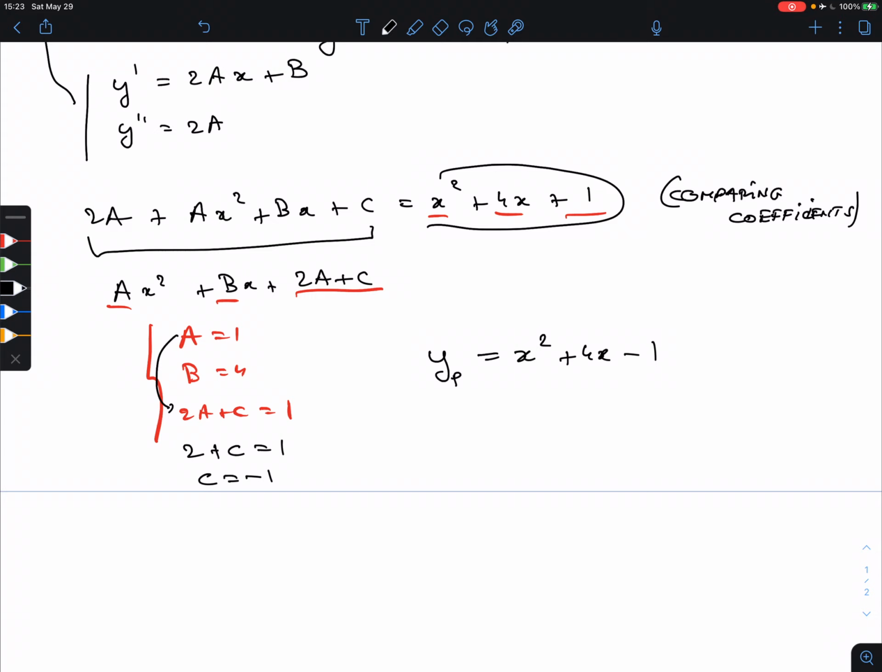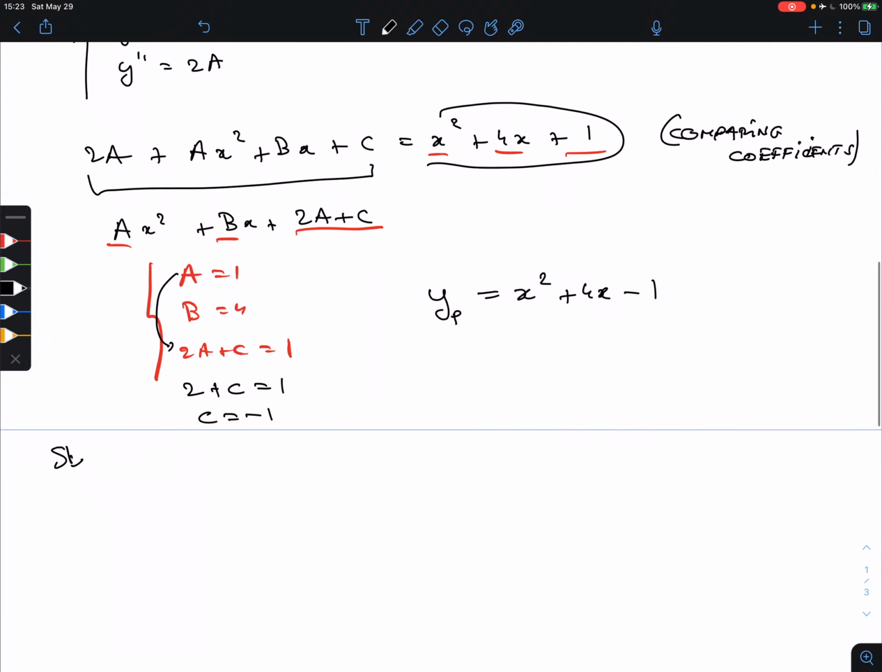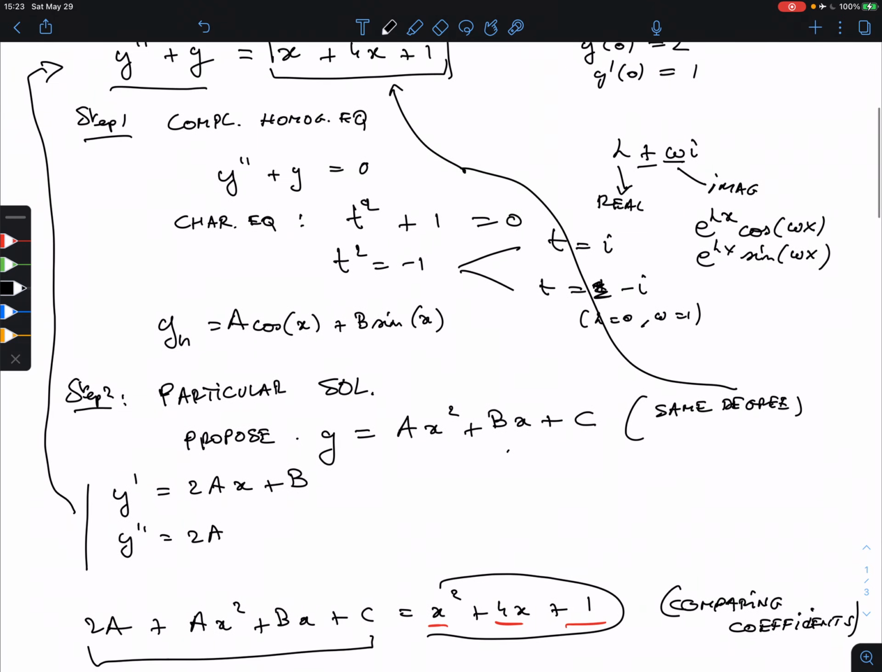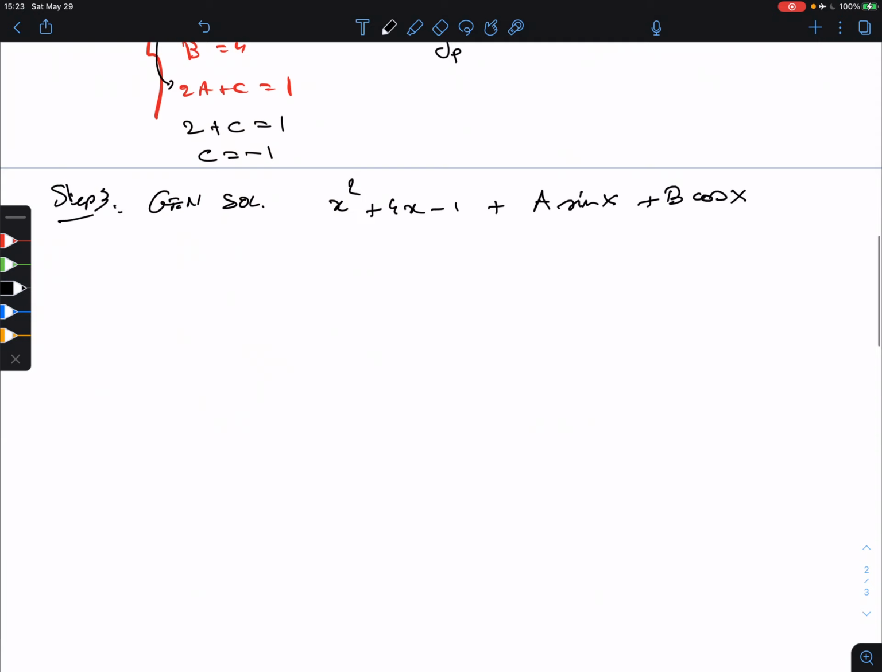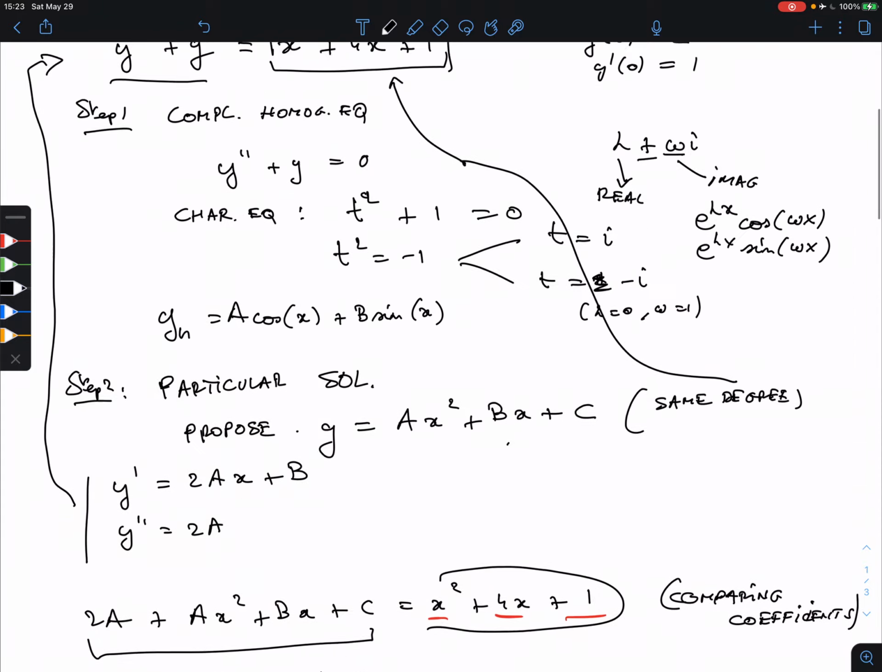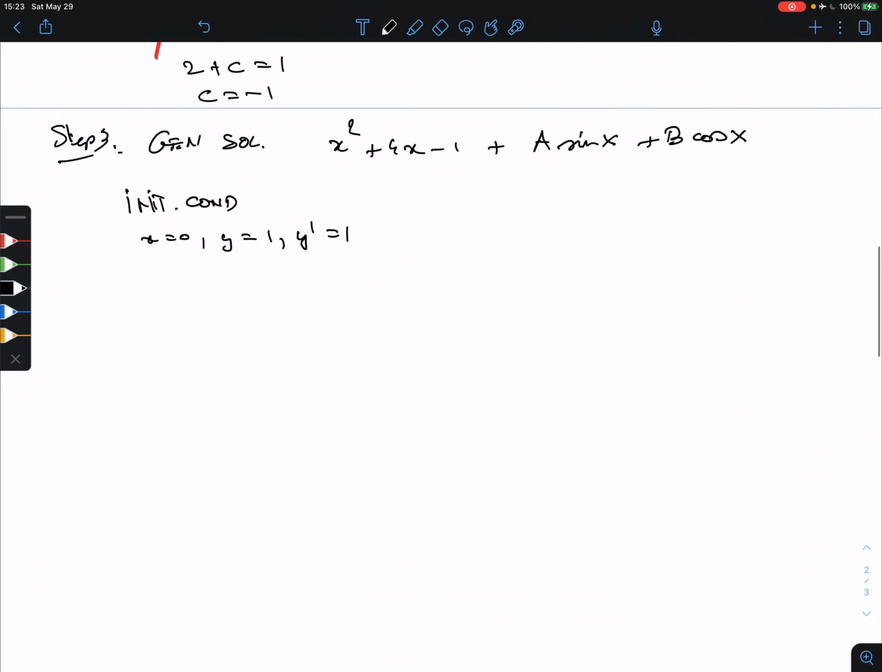So what is now, finally, putting everything together? Step 3, right? What is our general solution? Well, that's this particular solution, x squared plus 4x minus 1, plus the general homogeneous solution, which was a sine x plus b cosine x. Well, I switched a and b around. Okay, that's no big deal. And then we had initial conditions: if x is 0, then y was supposed to be 2, and y prime was 1, I think. Whatever. Okay, so we plug that in.